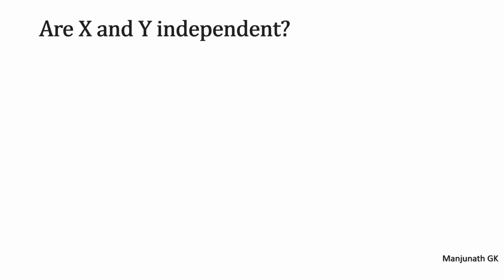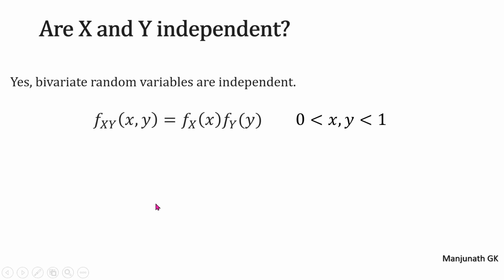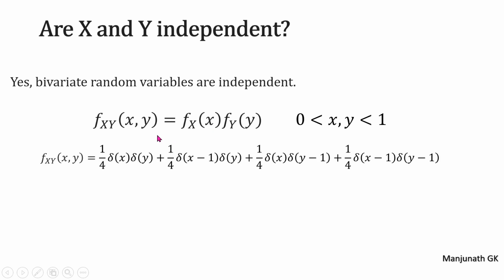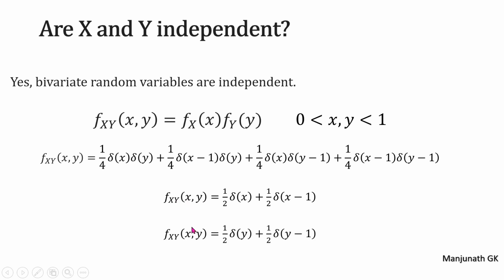Based on those calculations, are x and y independent? Yes, the bivariate random variables are independent in nature because the bivariate PDF equals the multiplication of the individual PDFs. So the bivariate PDF is given and we have calculated fx of x and fy of y. Neglect the term y here and neglect the term x here. It is fx of x, it is fy of y. If these two are multiplied, then we will get the bivariate PDF. Because of that, we can say that x and y are independent in nature.